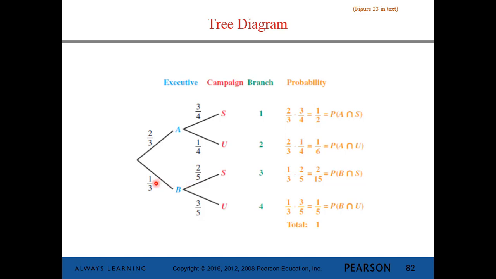Which is going to be what? 2/15. And for the last one, it's going to be 1/3 times 3/5, which is 3/15, which is 1/5.